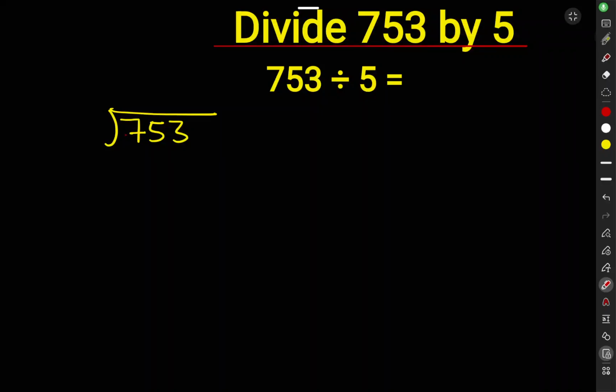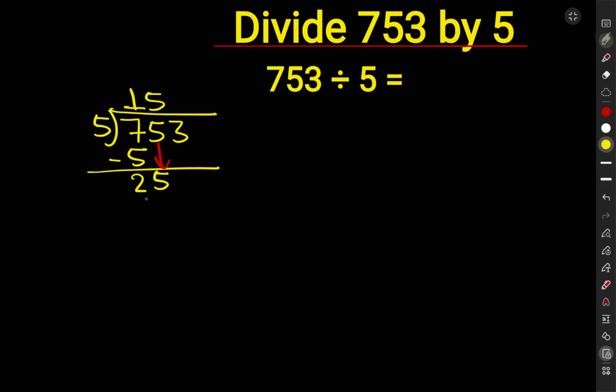We divide 753 by 5 in a long division method. 5 times 1 is 5. On subtracting we get 2. So now we put down this 5 and it is 25.